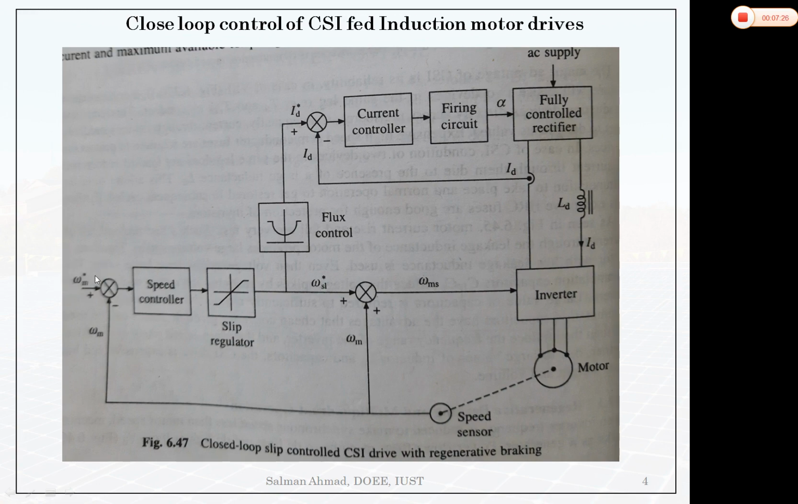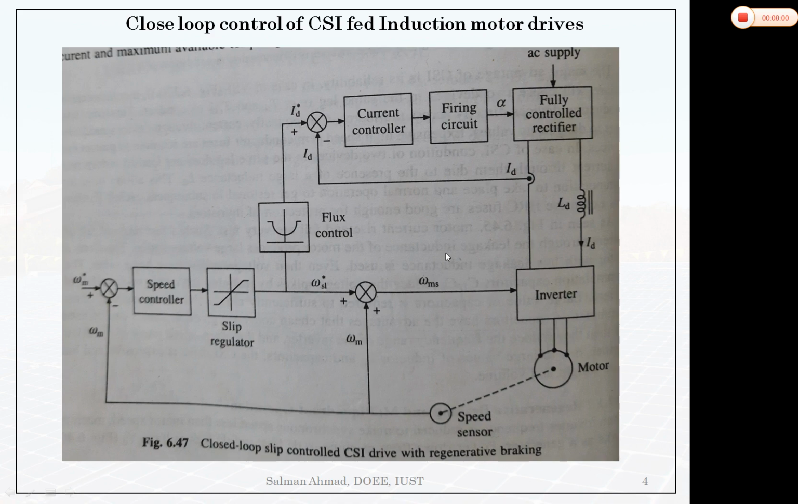Then reference speed, at what speed you want to run, you have to give it. Then the actual speed and the reference speed are compared, and the error signal is fed to the speed controller and slip regulator, and it will produce a slip speed. Now the actual motor speed and slip speed, if you add both these two speeds, you will get synchronous speed. Because synchronous speed is larger than motor speed, you have to add slip speed to it, so that you can get the synchronous speed.